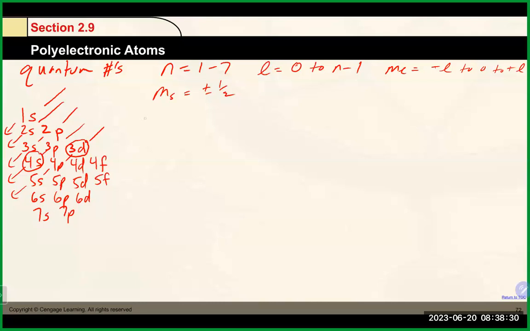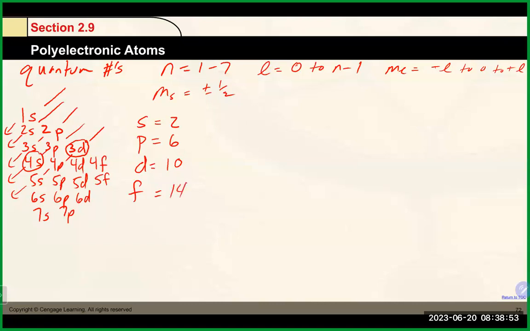Obviously, s orbitals can hold a maximum of 2 electrons. The p subshell, because there are 3 individual orbitals, could hold 6 electrons. The d subshell, because there are 5 different d orbitals, could hold 10 electrons. And the f subshell could hold 14, as there are obviously 7 different orbitals there.